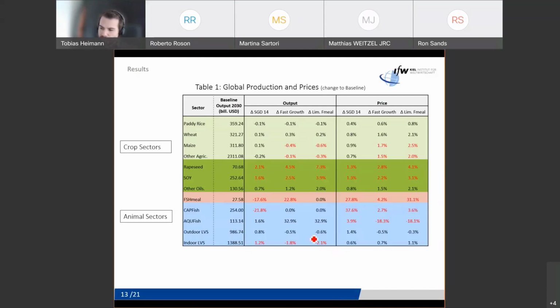Another interesting result is that we see spillover effects, of course, on indoor livestock production. So when we produce less capture fish, we have an increase in indoor livestock production by 1.2%. And if we increase aquaculture production, we have a decrease in indoor livestock demand, which is mainly poultry and pig meat, which is a substitute for fish.